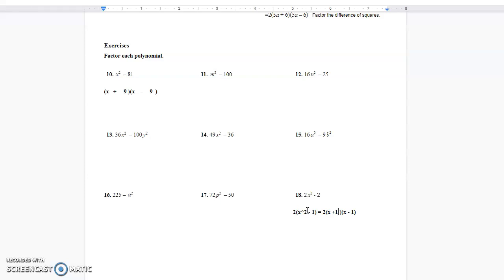Okay, so that's really all I would like to do for you. I'll do 16. 225 is 15 times 15 minus a, so 15 plus a, 15 minus a. And that's the answer for number 16, because 225 and a are both perfect squares.